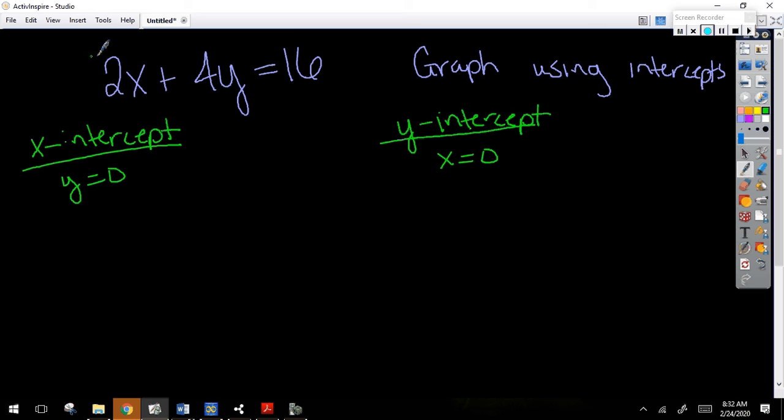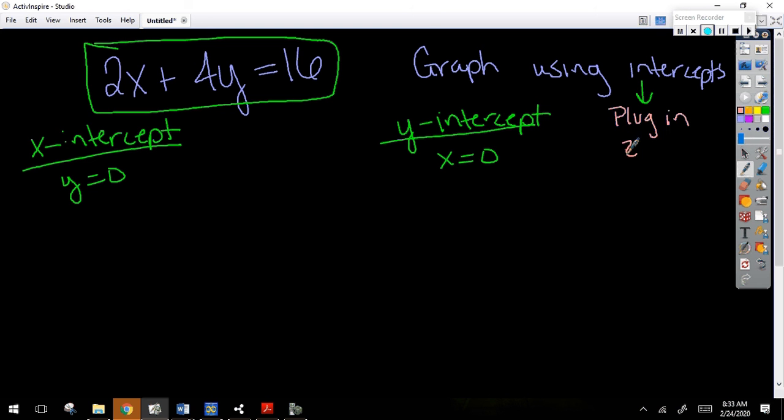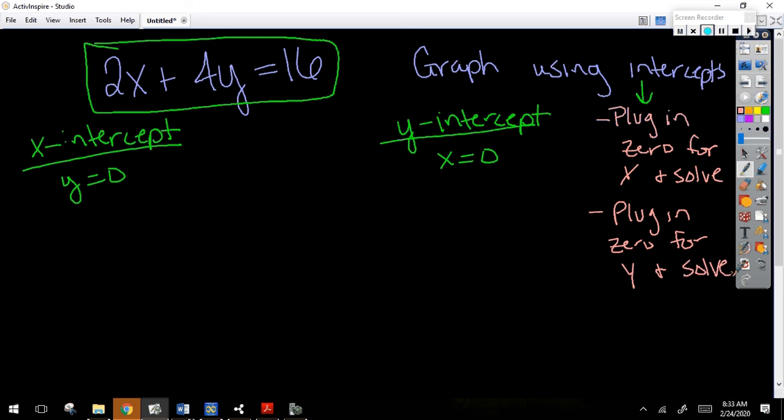So here, I'm going to keep going back to this same equation. Let me write this for you in your notes. To graph using intercepts, we're going to plug in 0 for x and solve, and then we will plug in 0 for y and solve. I'll show you a little shortcut that I use when it's in standard form in just a second, but we're going to work through it the long way first, so hopefully you understand. I'll give y'all a second to catch up.